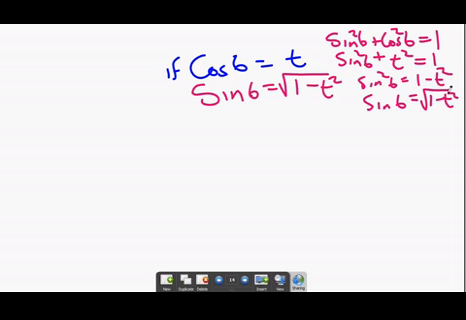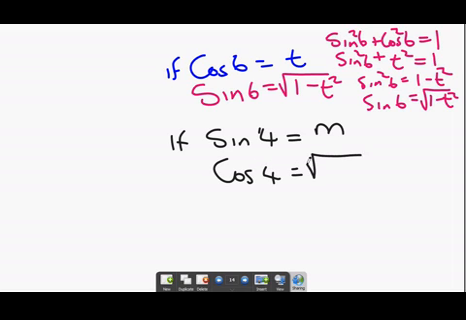Do you see that? I can have another one. If sine 4 is equal to m, then I know immediately that I can find my cos. Cos 4 will be equal to square root of 1 minus m squared. So for sine and cos, I need to write the reasons so the examiner can understand what I'm telling you. What I'm saying is cos squared 4 plus sine squared 4 is equal to 1, and then you can play around with that to show the examiner you know what you are doing.